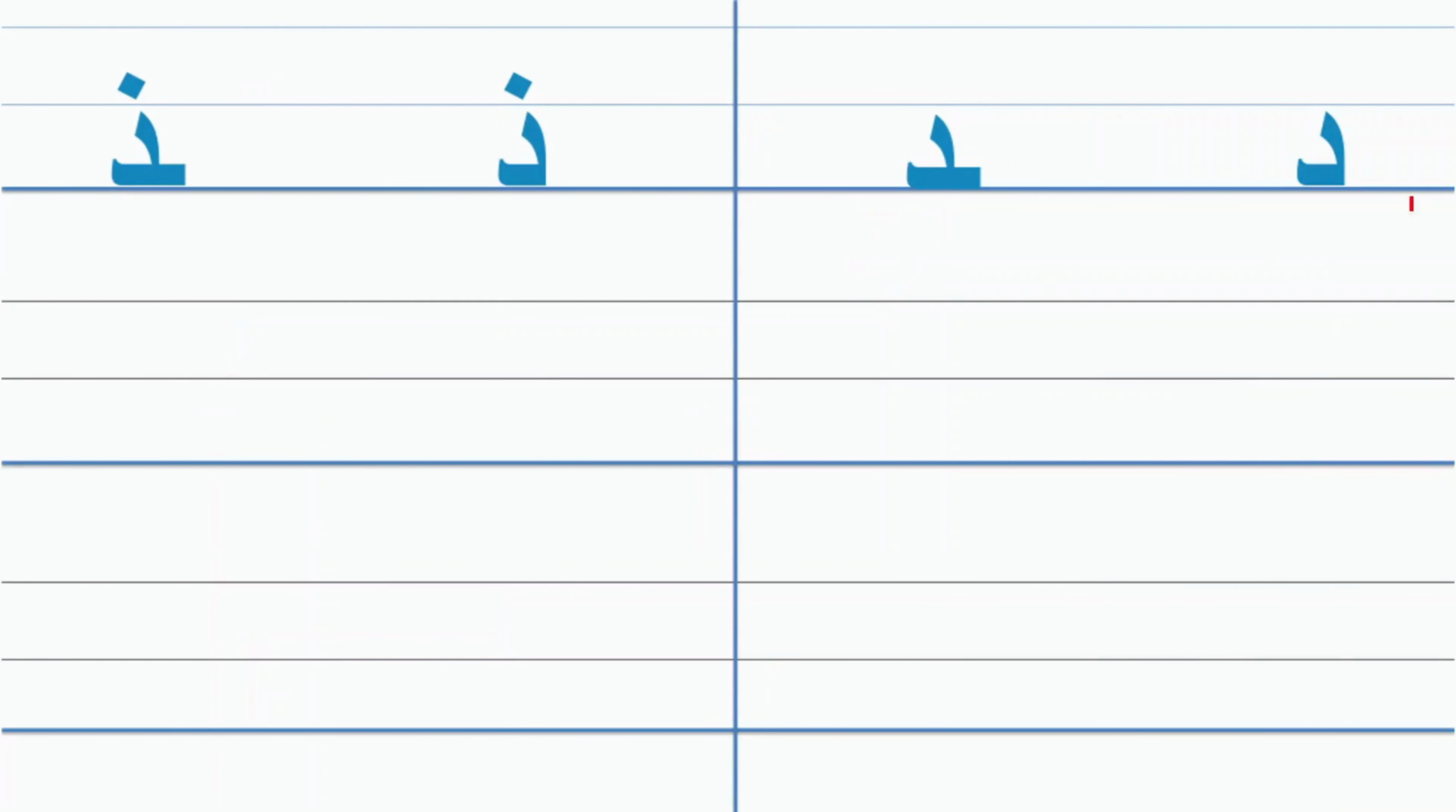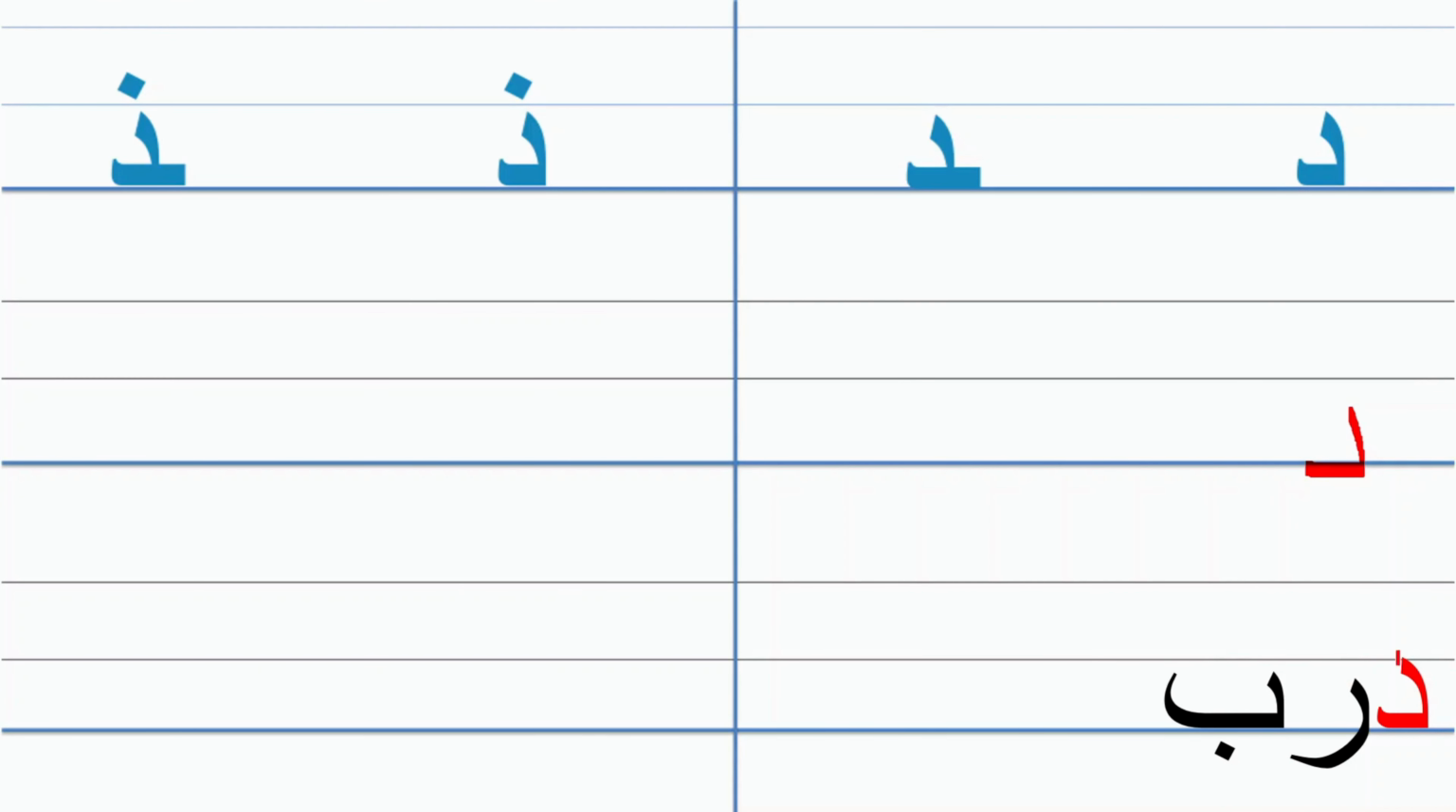Let's try to write the letter dal. This is basic dal, detached. We will be doing this and this. And again, don't forget, you have to be looking at the line you are writing on. So, my example for the word dal, darb, which means away.